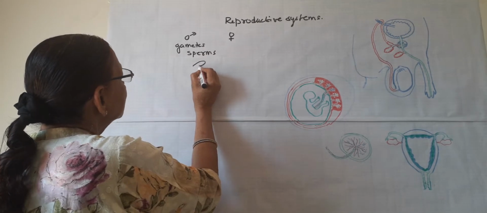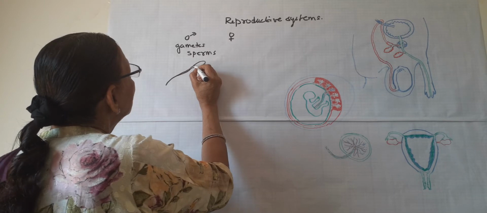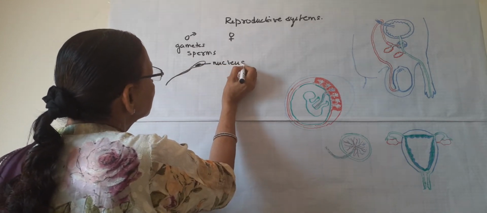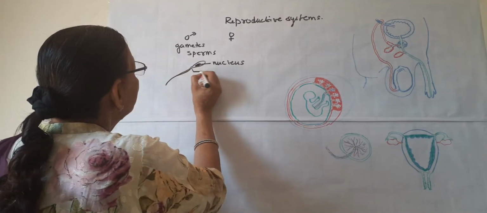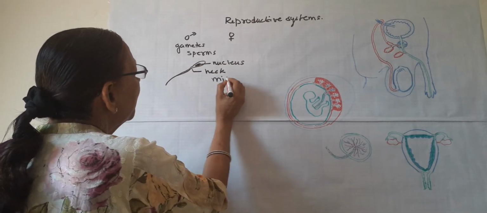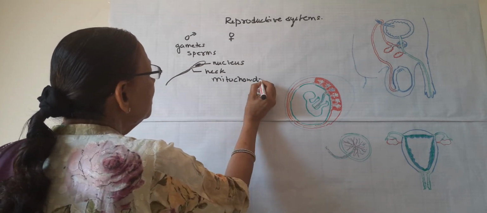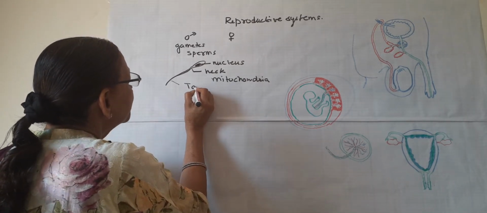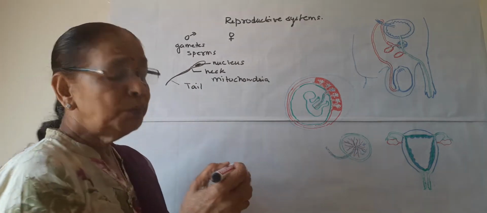And this is in brief the structure of sperm. Here the nucleus is present, which has DNA having all the genetic information. This is the middle part or neck. It has lots of mitochondria to supply energy for the movement of the sperm, and this is the tail portion. By wiggling the tail, this sperm moves.